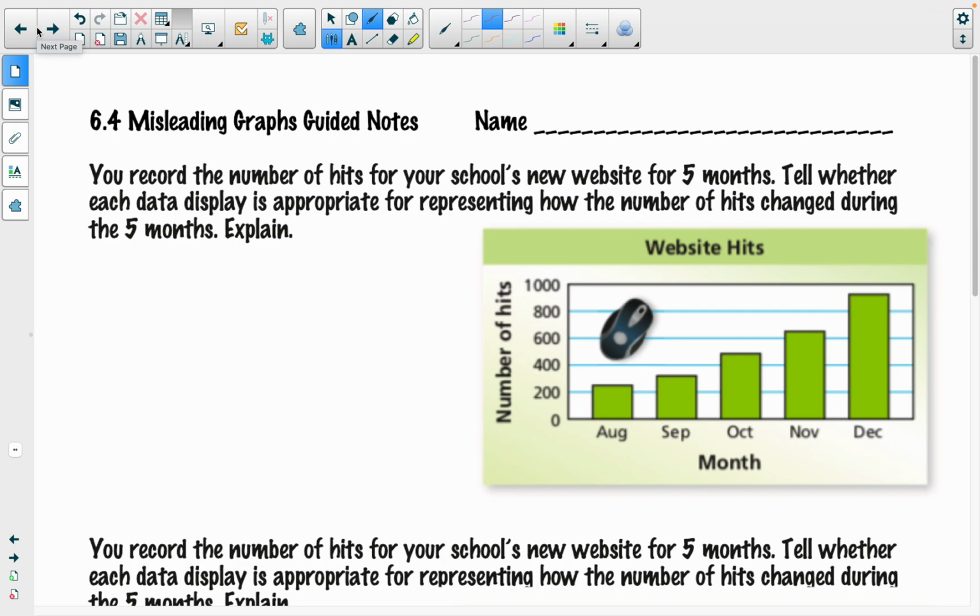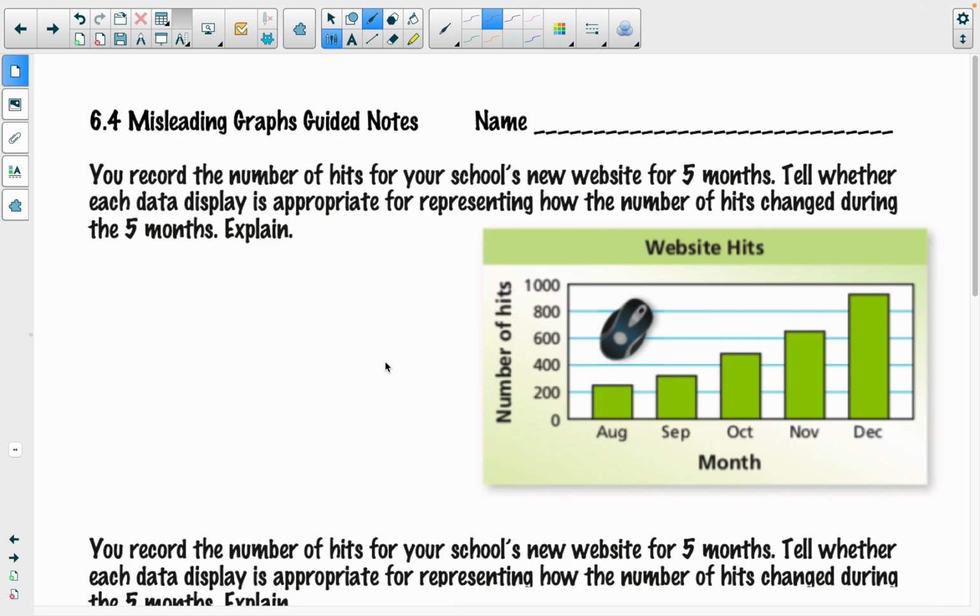You guys all do Instagram and see how many hits that something gets or likes or whatever. So this is looking at the number of hits based on whatever month it is. And it says you record the number of hits for your school's new website for 5 months and tell whether each data display is appropriate for representing how the number of hits changed during the 5 months, and explain.